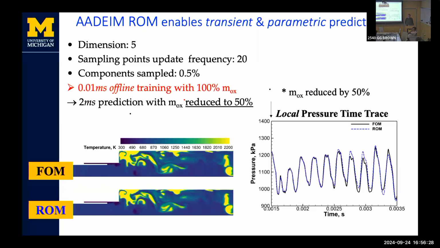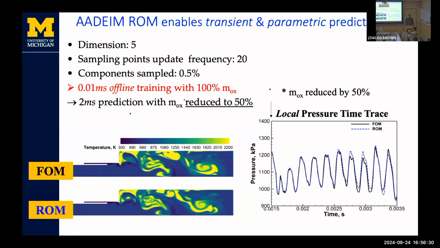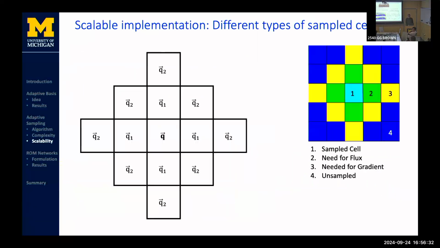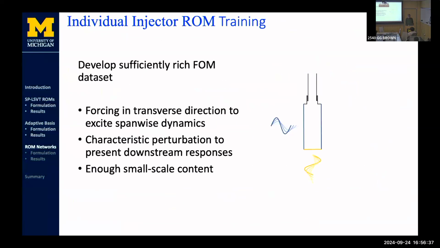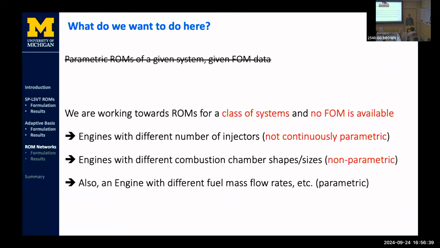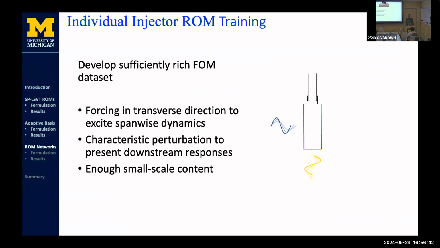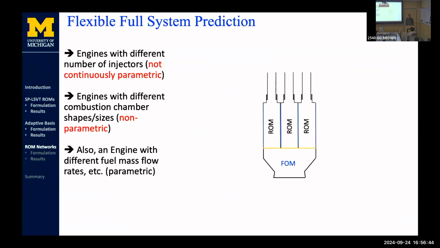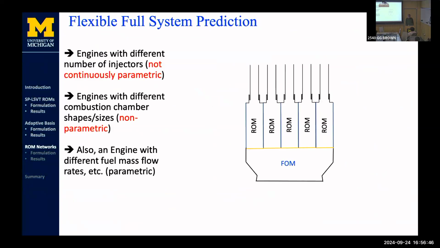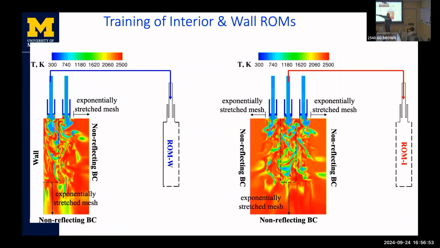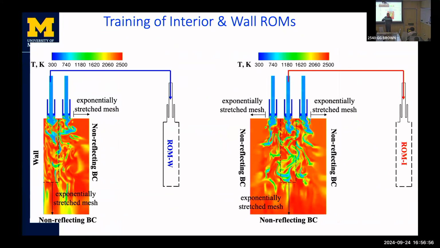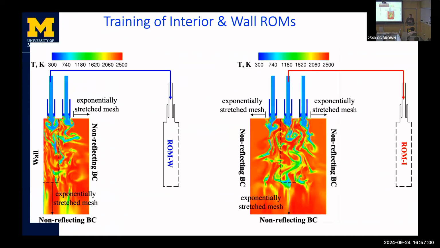Towards the end of the presentation, you had some examples where you cannot even run the high fidelity model. In that case, do you have any thoughts on how you could use the adaptive manifold ideas? Yeah, that's what I showed here. I'm just training a ROM for one injector, and then I'm replicating them, and they talk to each other through the interfaces. So component ROMs is what we do.